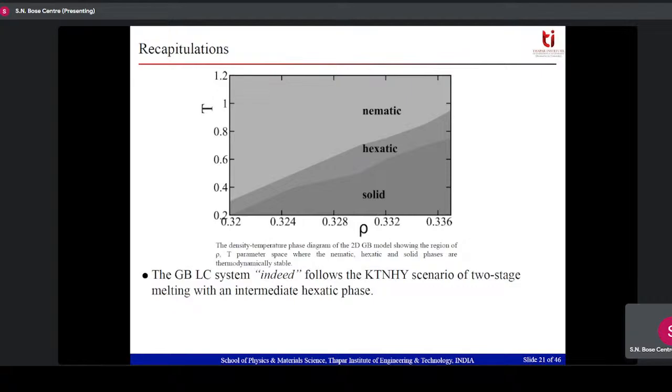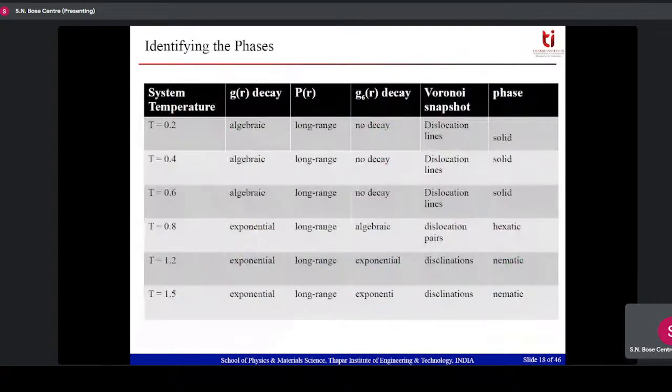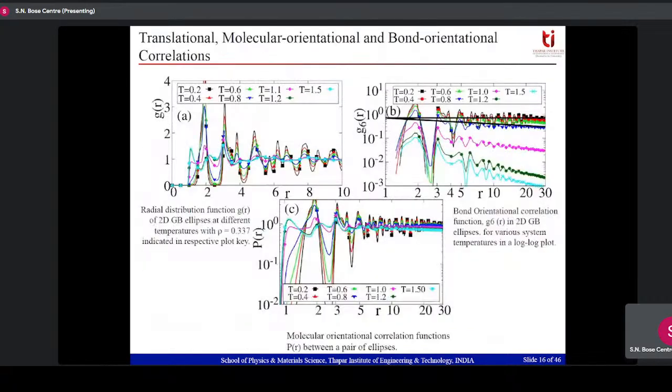So I was confused that the lowest temperature is what you're calling the solid. Yeah. What are the orientations of the nearest neighbor bonds in the lowest temperature phase? So that order parameter you define, this one, the nearest neighbor bond orientation.